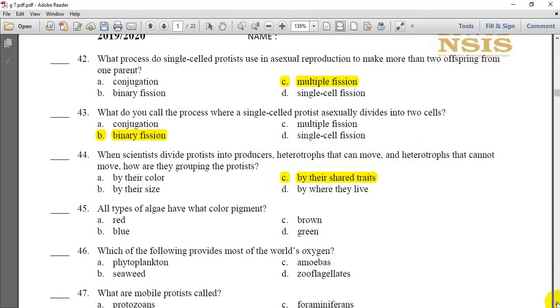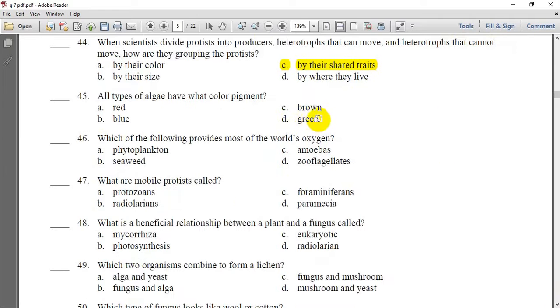Question 45. All algae have what color pigment? Green pigments. Yes, some of them are red algae and some are brown algae, but even red algae and brown algae have green pigments inside.